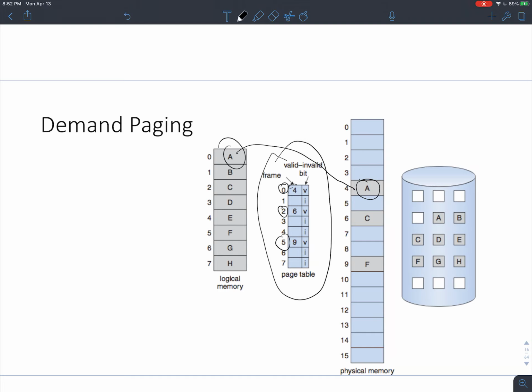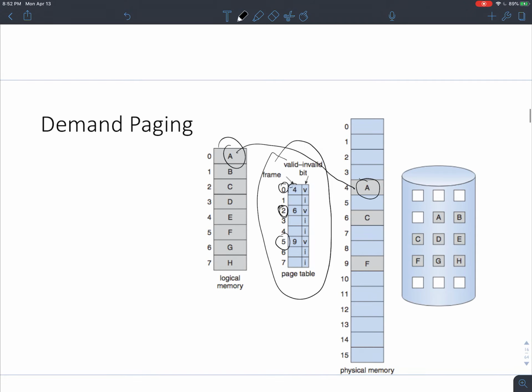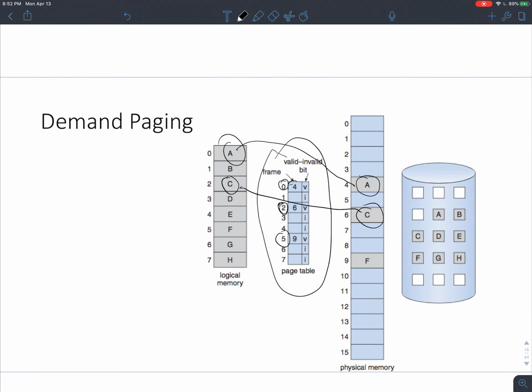For the virtual page with index 2, it's located in the 6th frame in the physical memory. If we go to the physical frame with index number 6, we can find the corresponding content, which is C. Similarly, we can find it for the 5th page. It is at this place.